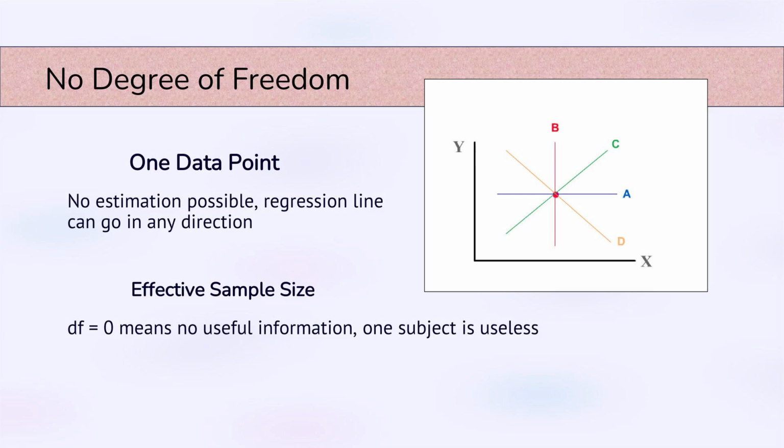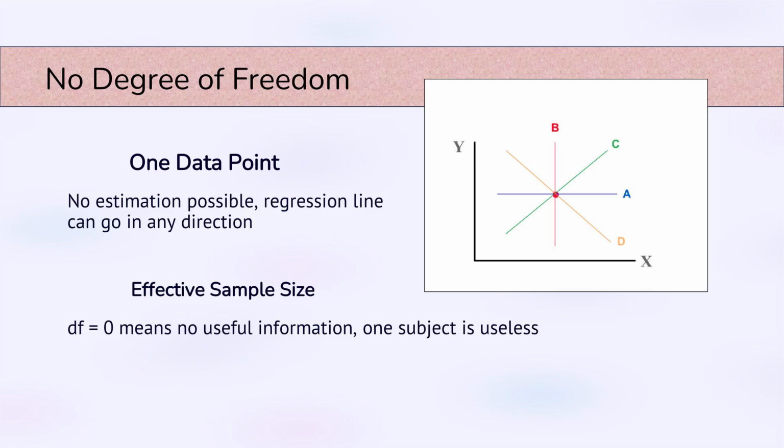In the scatter plot, there is only one datum point. The analyst cannot do any meaningful estimation of the regression line because the line can go in any direction, as shown in the figure. Lines A, B, C, and D are equally valid or invalid. In other words, there isn't any useful information. When the degree of freedom is 0, DF equals n minus r equals 1 minus 1 equals 0, it is impossible to affirm or reject the model. In this sense, the data have no freedom to vary. Bluntly stated, one subject is basically useless, and obviously, DF defines the effective sample size.